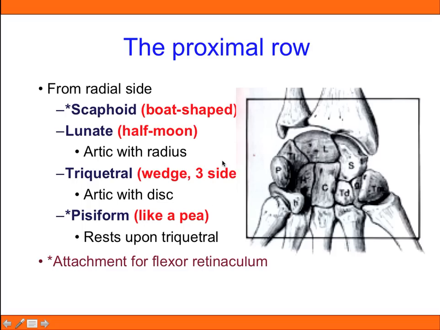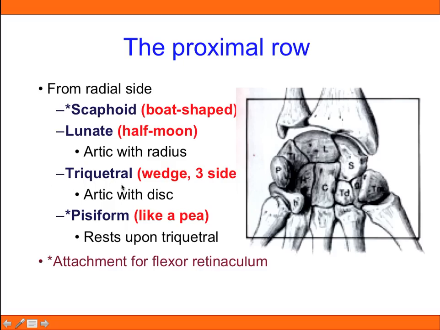So proximal row of carpals, what do we have? Well, here we have the scaphoid, so we're starting laterally here, and then we have the lunate here. You can see them both articulating at the radiocarpal joint with the distal end of the radius. Here we have the triquetral bone, and that's going to articulate with the articular disc. Remember that's superimposed in here. And we have the pisiform. Okay? And the pisiform rests on the anterior surface of the triquetrum. I should point out that the triquetrum is also known as the triquetral bone.